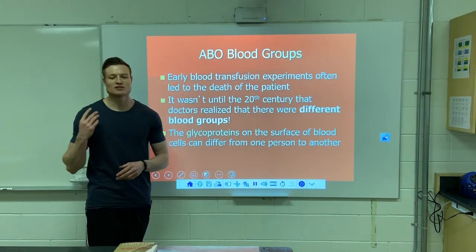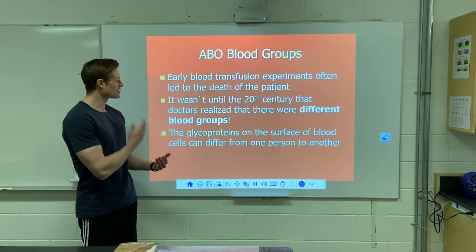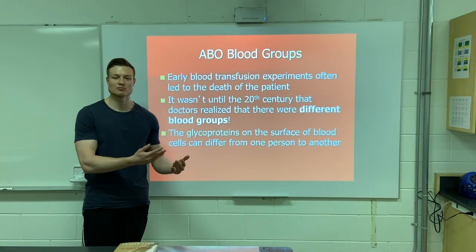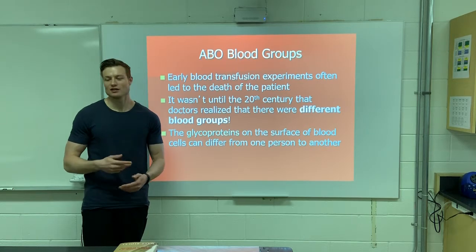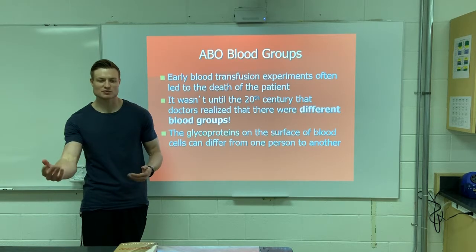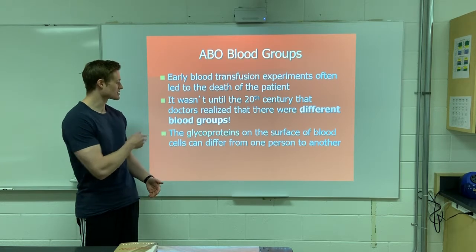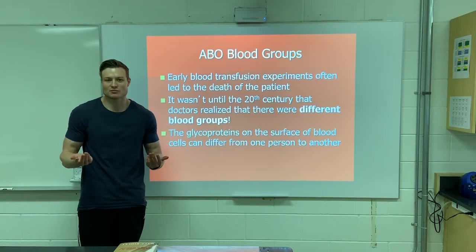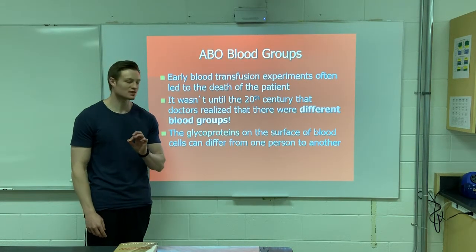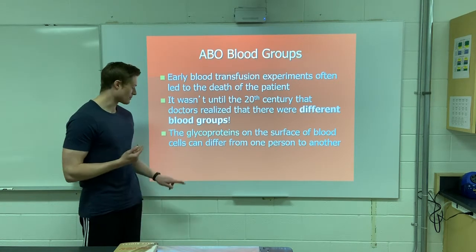Early on, when scientists and doctors would do blood transfusions, a lot of times people would die. And they were confused. They were like, you're losing blood, you need blood, let's transfuse someone else's blood. Sometimes it would work, and most times it wouldn't. So then people were confused as to why was this person okay, but this one wasn't. What they realized, and it wasn't until the 20th century, they realized there are actually different blood types. There are different blood groups. People have different glycoproteins on the surface of their red blood cells. So each person has these different markers which give them their blood type.